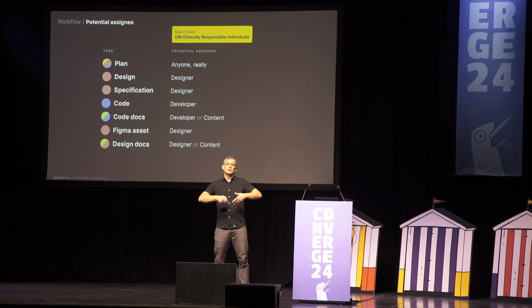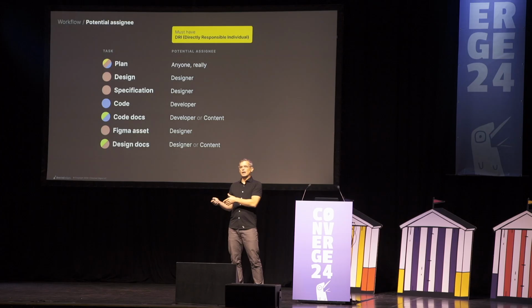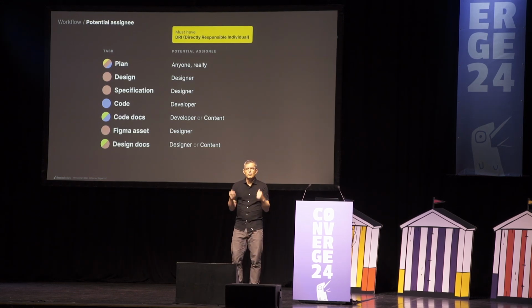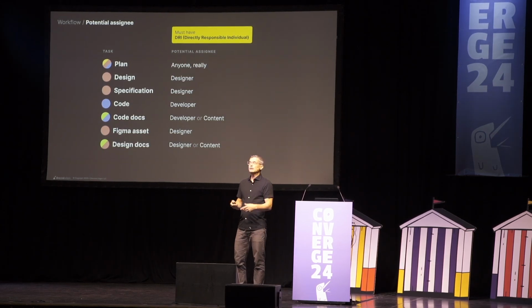It might be a broader planning step that someone like me, serving in this product manager role, is going to do. And then later on, is it going to be the developer or a writer doing the code docs? Is it a designer or a writer doing the design docs? The most important thing to me as a manager, directly responsible individual, is that I do not want tasks in my Asana or Jira that I don't know who is accountable to get the work done. For me, that is essential.